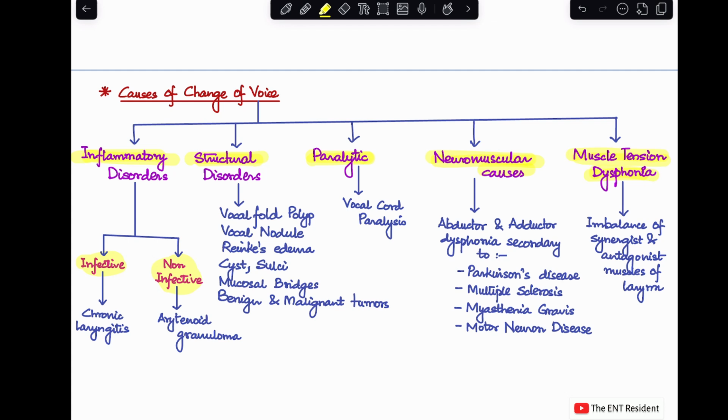For the paralytic type, the example is vocal fold paralysis, where there can be involvement of the superior laryngeal nerve or the recurrent laryngeal nerve. Neuromuscular causes are where abductor and adductor dysphonia happen secondary to another neuro cause like Parkinson's disease, multiple sclerosis, myasthenia gravis, and motor neuron disease. And muscle tension dysphonia is a condition where you see there is an imbalance of the synergist and the antagonist muscles of the larynx. So, this is a short list of causes of a change in voice, something that you can keep in mind when you take the history of a patient.